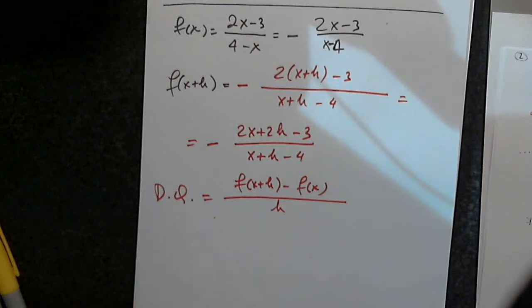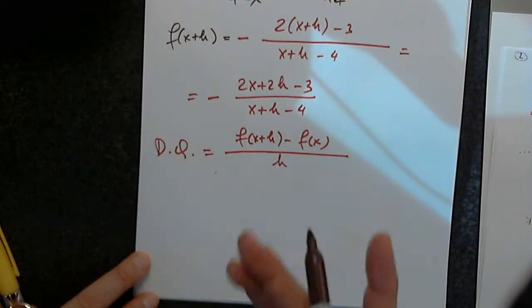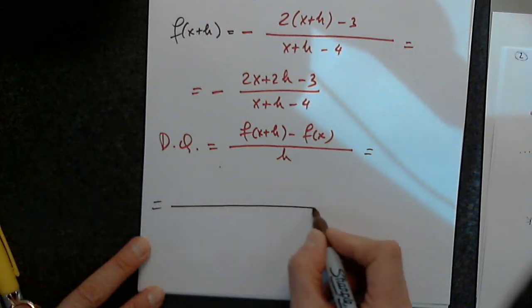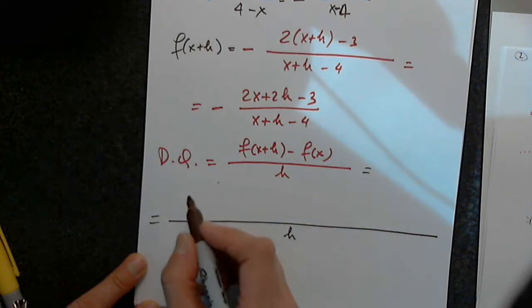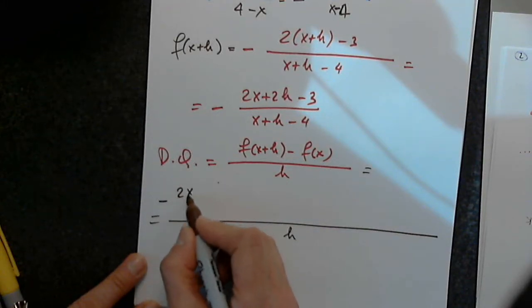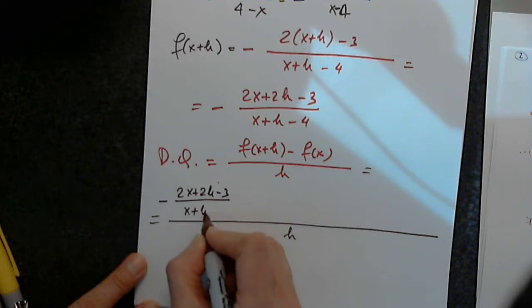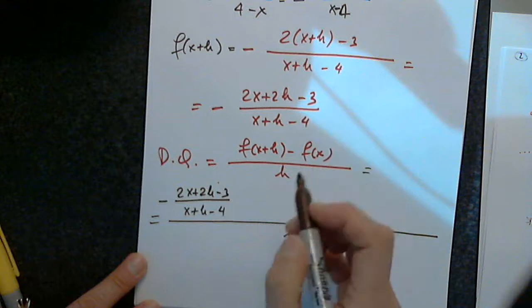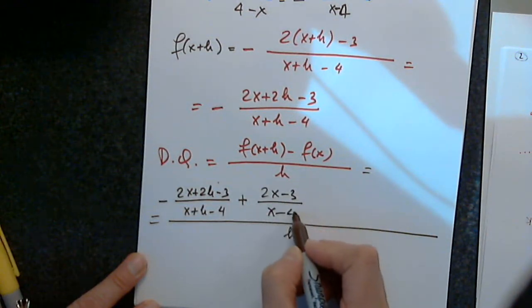And then we'll factor out -1 or not, but I don't want to put it in the function. So we'll see what looks best. H in the denominator. At the top I have negative 2x plus 2h minus 3 divided by x plus h minus 4, and minus this, which is positive 2x minus 3 over x minus 4.